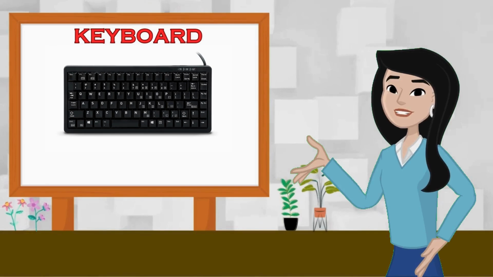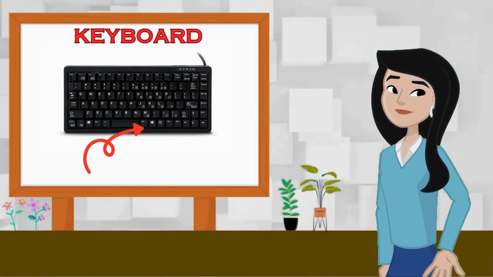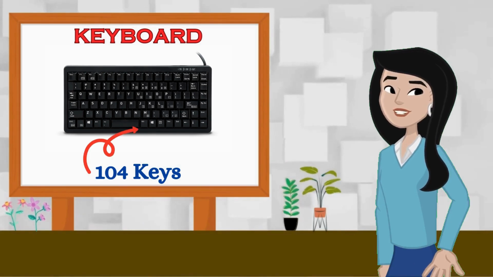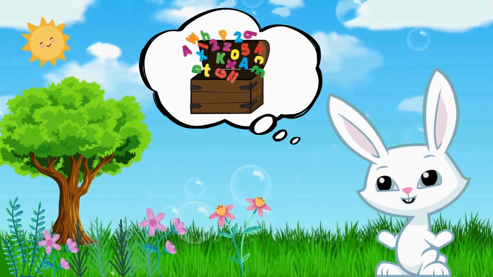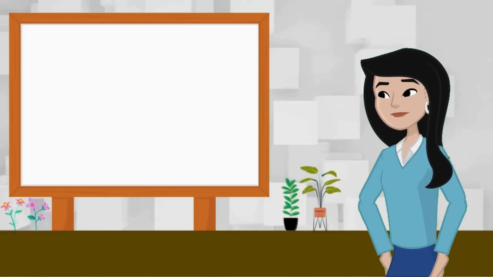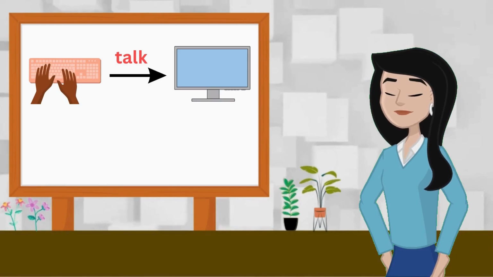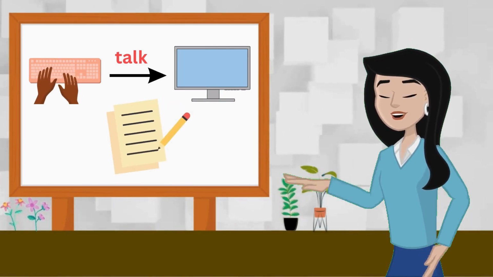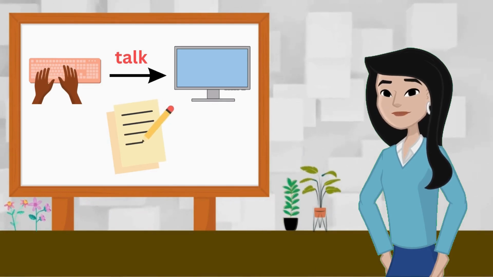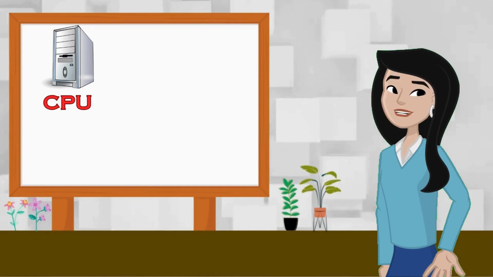Welcome to the keyboard kingdom. It has buttons, which is called keys, and there are 104 keys in the keyboard. Whoa! That's like a treasure chest of letters and symbols. Yeah, these keys are actually used to talk to computer. You can write a word, write a sentence, and even a story using these keys. Isn't that cool?